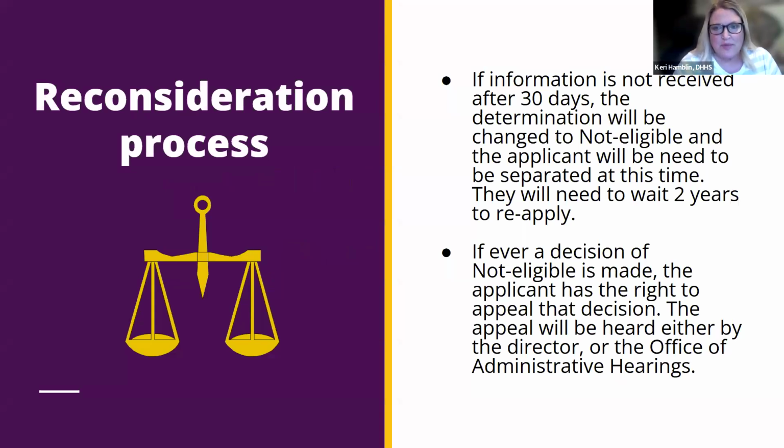So basically, every applicant has a right to appeal any of our decisions. Once we make a not eligible decision, they have 30 days from the time of that determination to submit any of that appeal documentation that we've asked for. If they fail to do that within the 30 days, then the application will automatically close, and that individual will have to wait 2 years before they can reapply with any type of program.